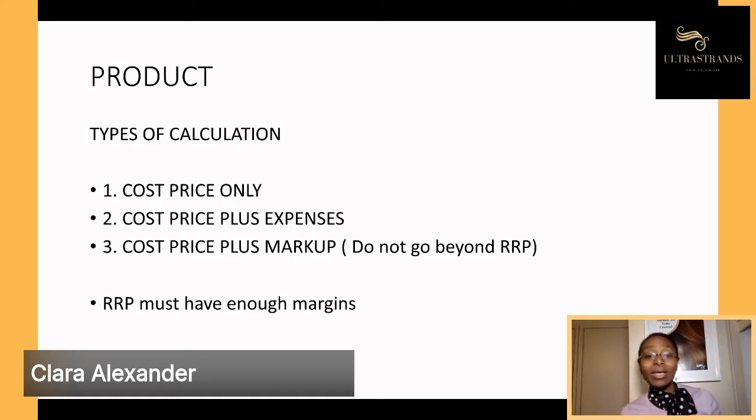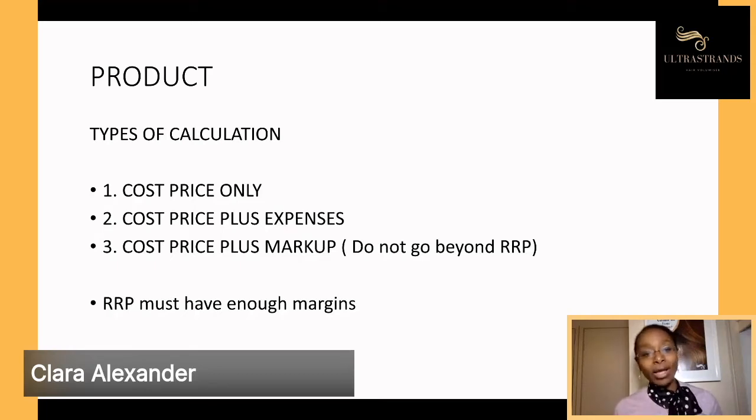And the thing is that recommended retail price has been a calculated price. It's not a finger in the air kind of price. So if you're going beyond the recommended retail price, then you've got to have a reason. You've got to have a reason. The other thing that I want to say is that when you're looking at the recommended retail price, it must have enough margin in it.